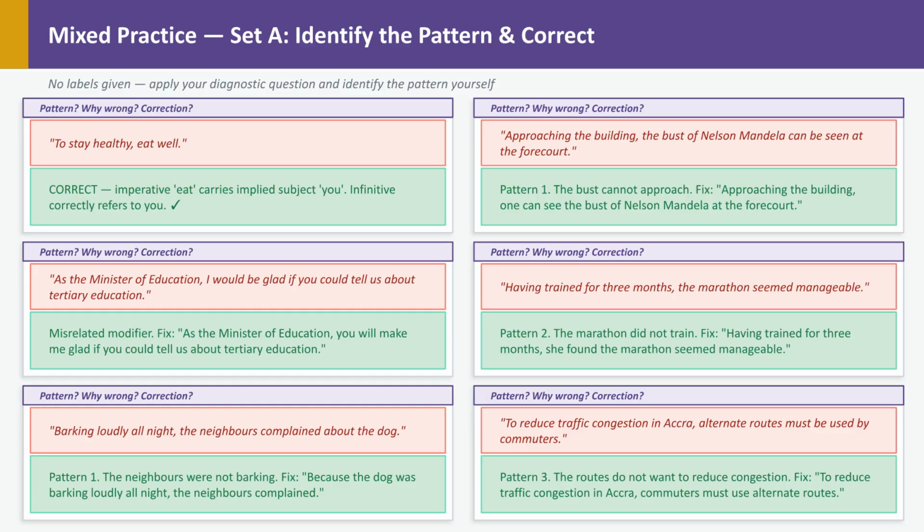Now we transition to Section 9, Mixed Practice. This section will challenge you to identify the pattern and apply the correct fix using all 4 patterns we've covered. In this mixed practice set, apply the diagnostic question to each example. Notice that the first example is actually correct. For approaching the building, the error is Pattern 1. For to reduce traffic congestion, the error is Pattern 3. Ensure your fixes adhere to the original meaning.